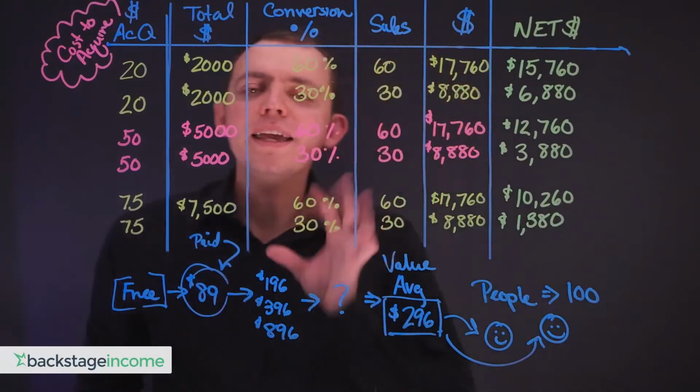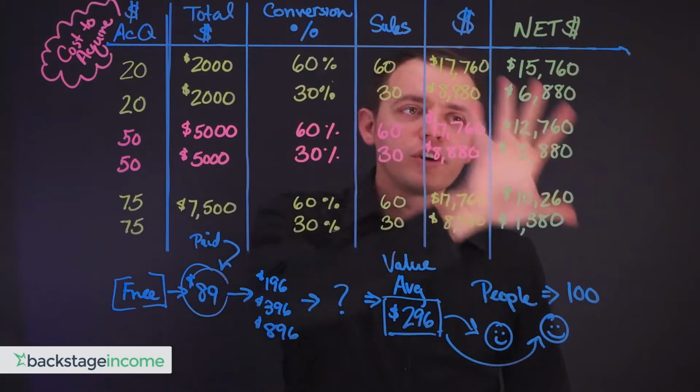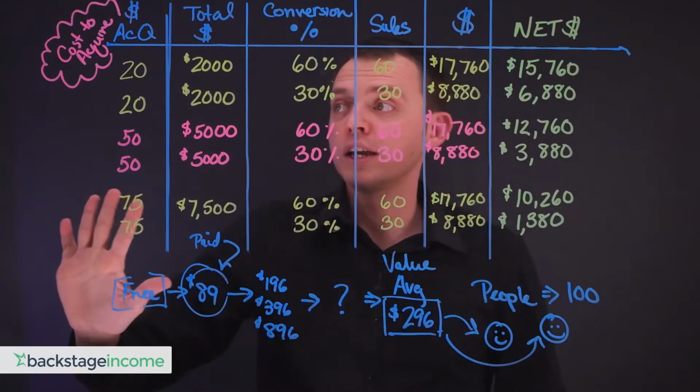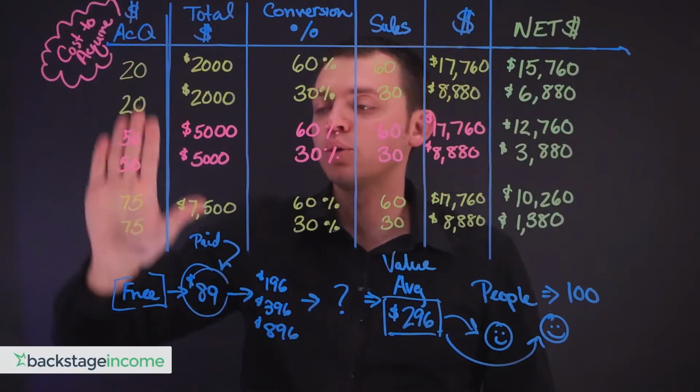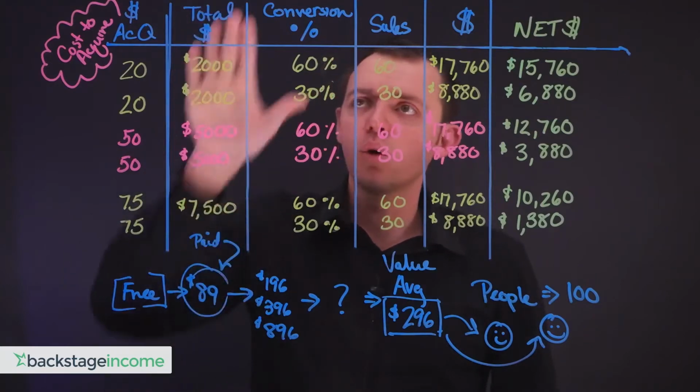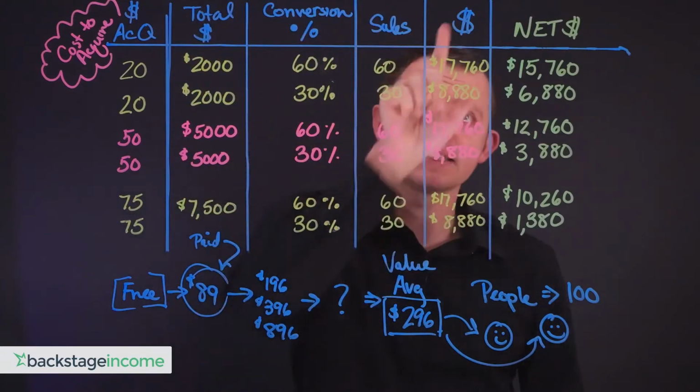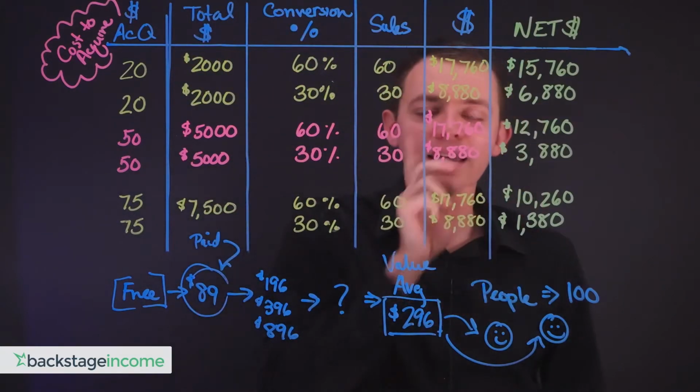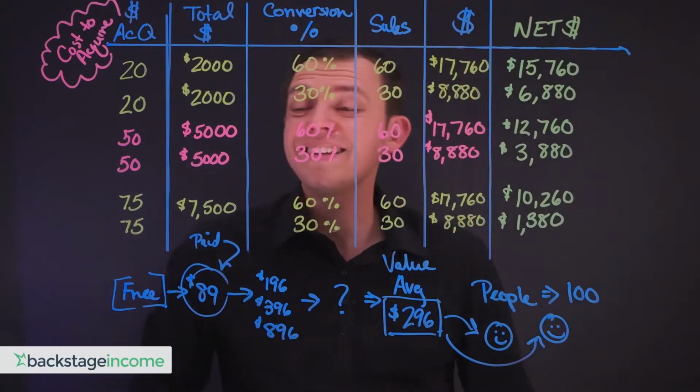All right, so if you're looking at paid traffic, I have a few different columns here that we're going to take a look at. Here we have the cost to acquire a lead, the total that you spent, the conversion, the sales, the money, and kind of the net that you would get.